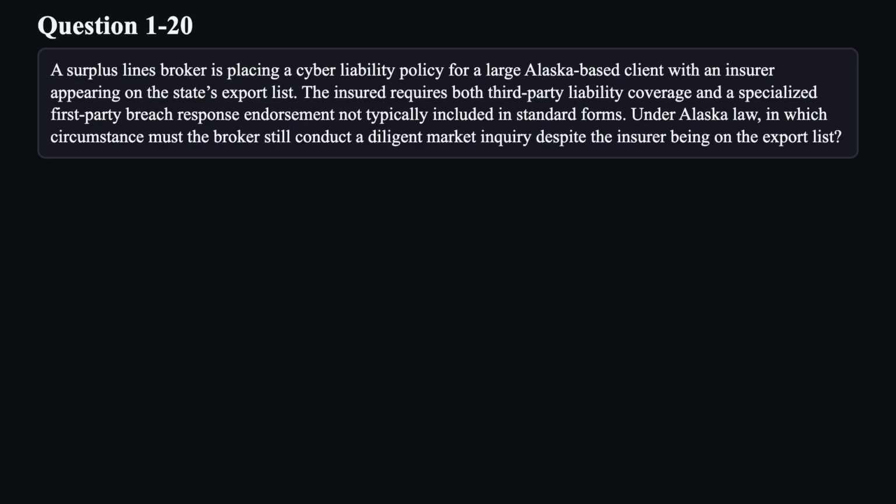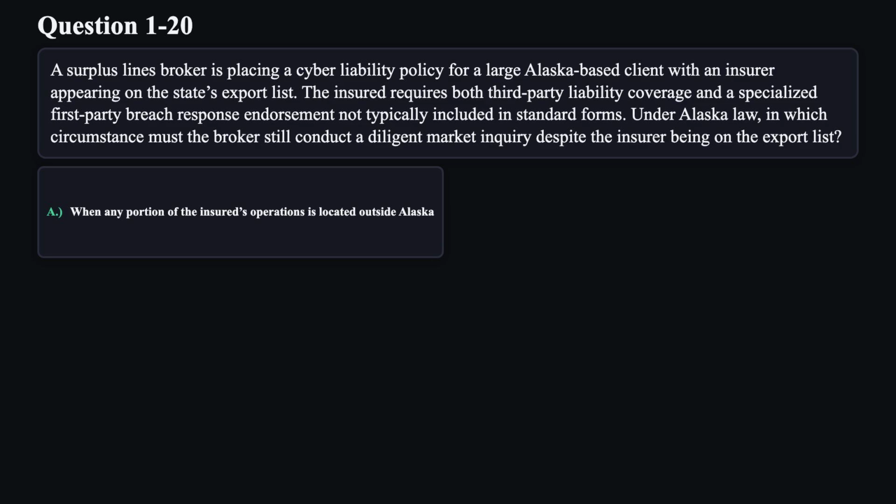Question 20. A surplus lines broker is placing a cyber liability policy for a large Alaska-based client with an insurer appearing on the state's export list. The insured requires both third-party liability coverage and a specialized first-party breach response endorsement not typically included in standard forms. Under Alaska law, in which circumstance must the broker still conduct a diligent market inquiry despite the insurer being on the export list? A. When any portion of the insured's operations is located outside Alaska.